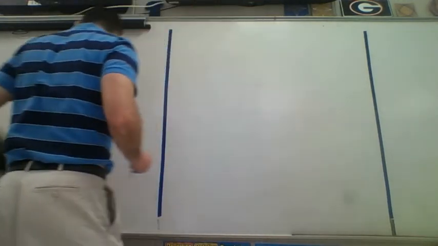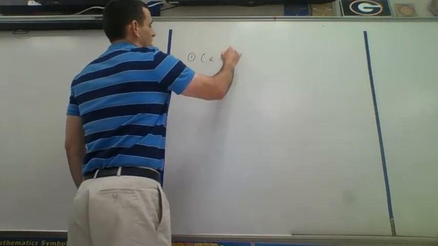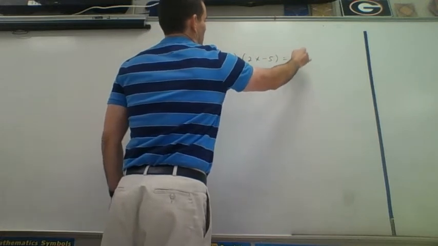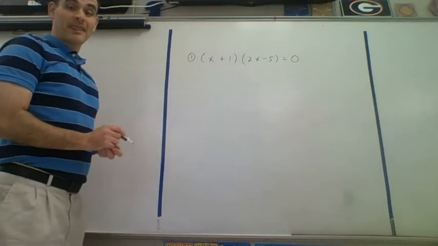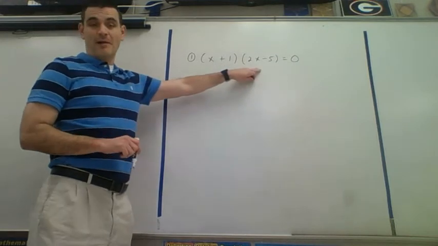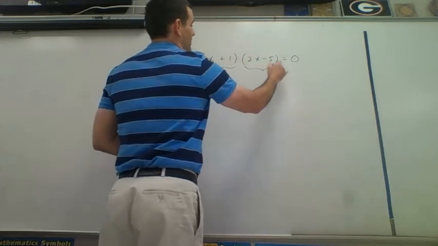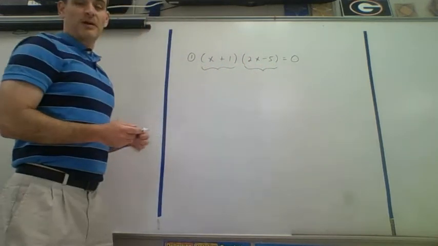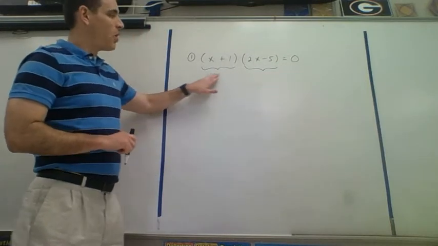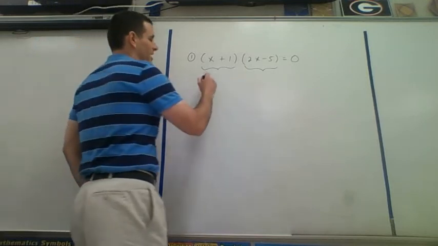So our first example is going to be something that's already factored. X plus 1 times 2x minus 5 equals 0. This is the same concept as what I just showed you, except our factors are more complicated. I have two things, this is thing 1, this is thing 2, that multiply to give you 0. Therefore, it will be true if one of these two is 0. Doesn't matter which one, so we have to consider both.